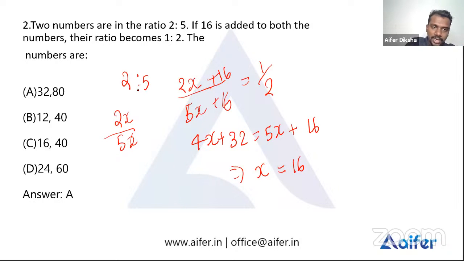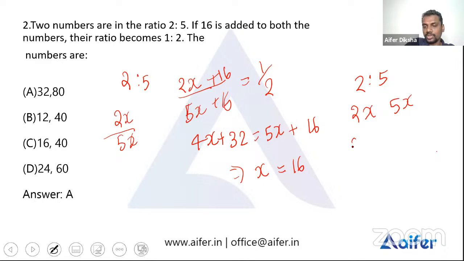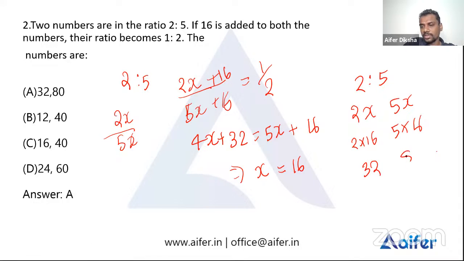So the original values are 2:5, which were taken as 2x and 5x. So we have 2 into 16 and 5 into 16. 2 into 16 is equal to 32 and 5 into 16 is equal to 80. So we have 32 and 80 as the correct answer.